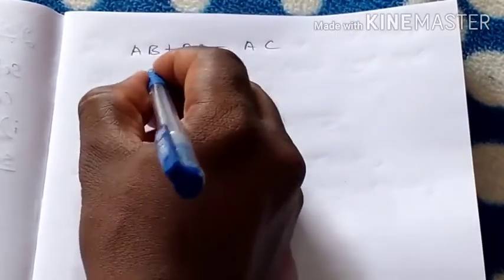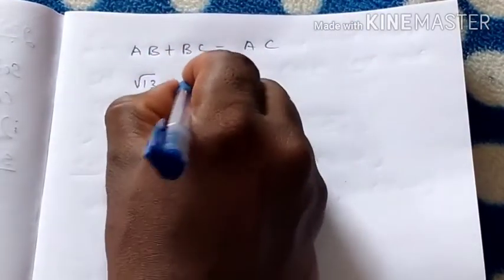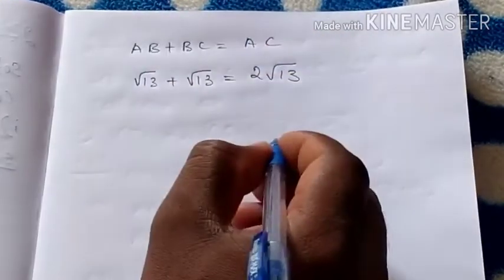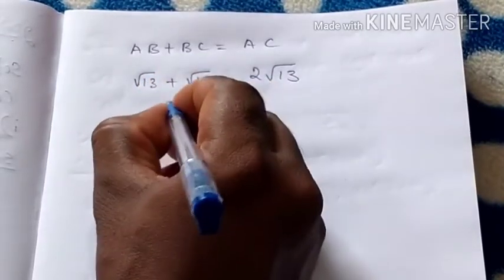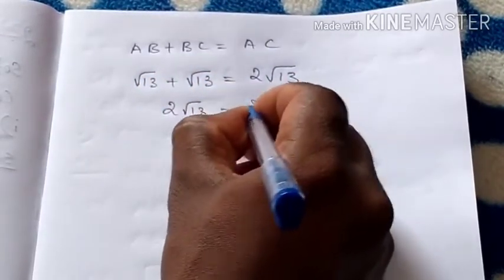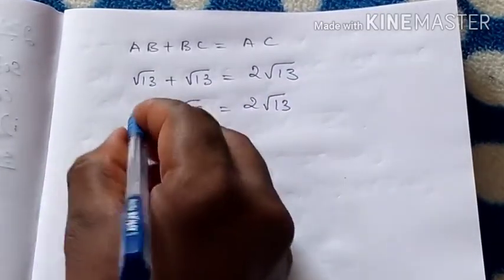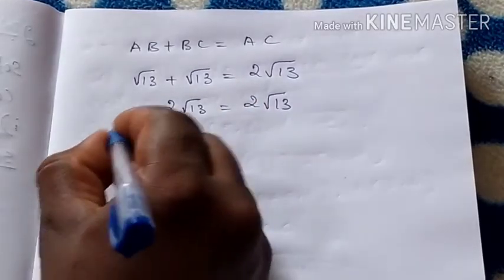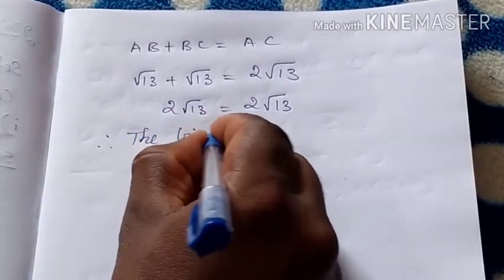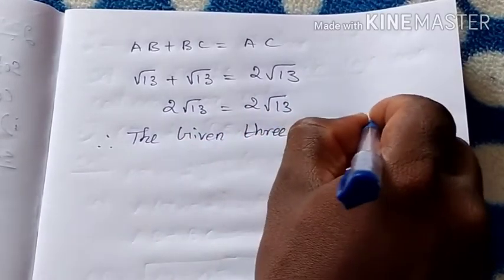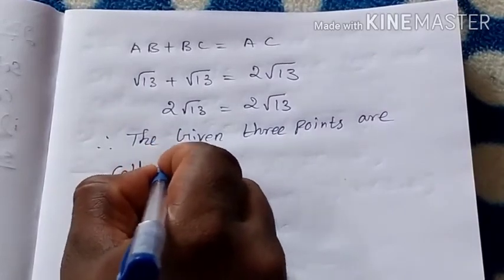Consider your result: AB plus BC is equal to AC. AB answer is root 13 plus BC answer is root 13, which is equal to 2 into root 13. So root 13 plus root 13 is 2 root 13, which is equal to 2 into root 13. Satisfied the condition. Therefore, the points A, B, C are collinear. Therefore, the given 3 points are collinear.